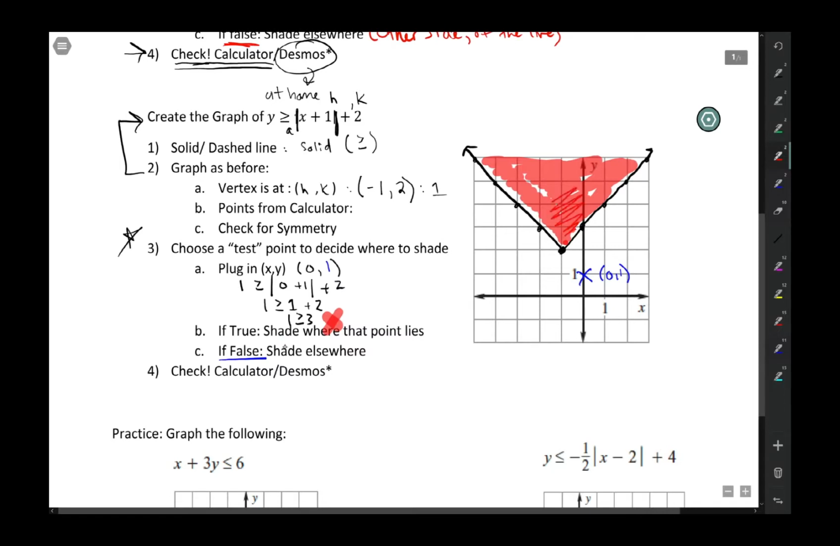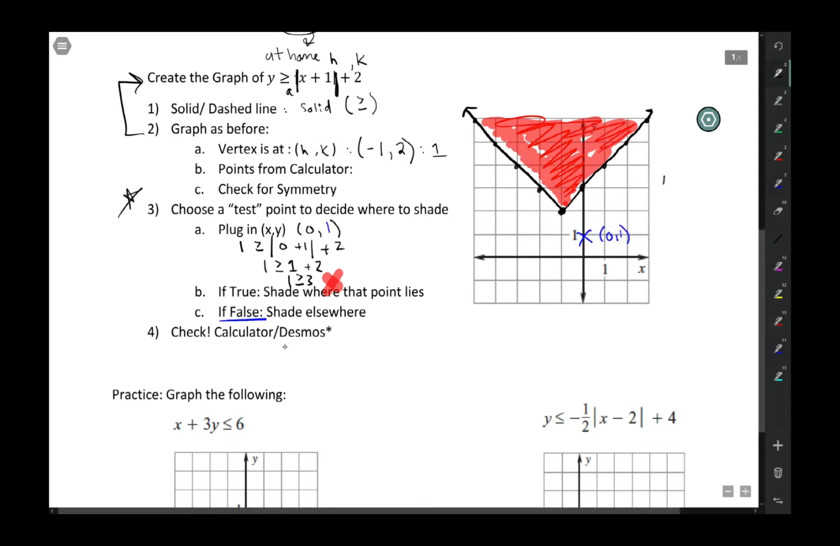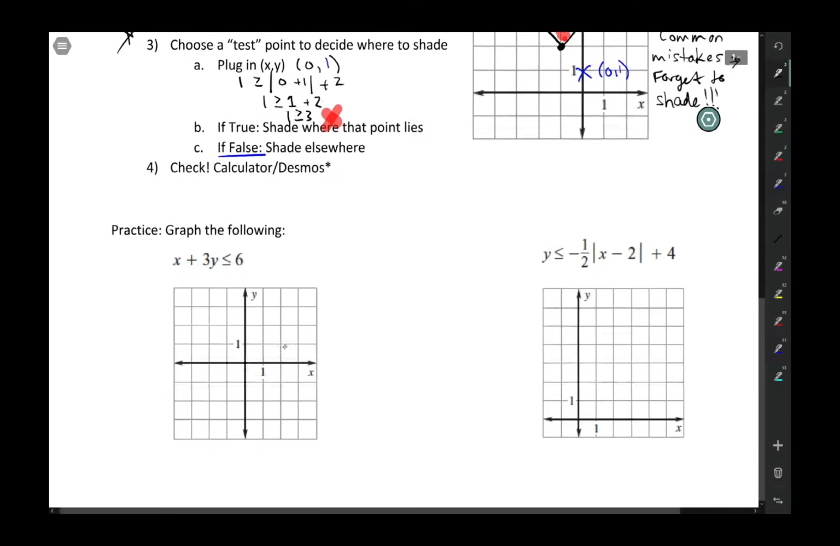Okay? That is really the main idea. The only additional thing you need to worry about is shading. Again, most of the time mistakes that are made are that students only choose to use dashed lines and they forget to shade. Forget to shade. Here are two for you to practice.